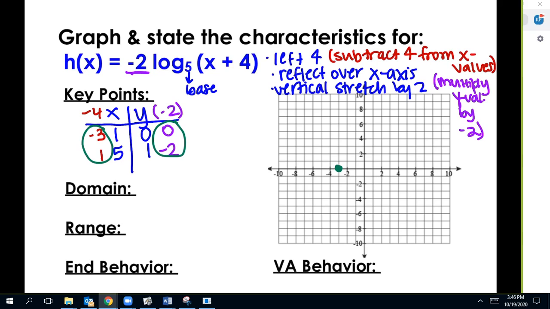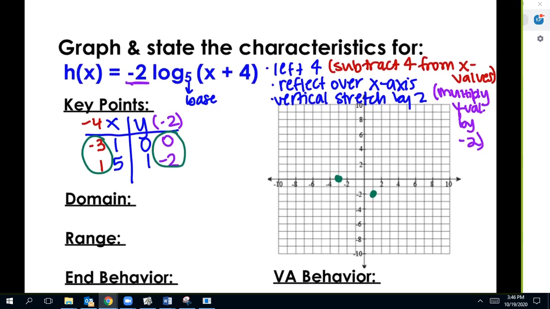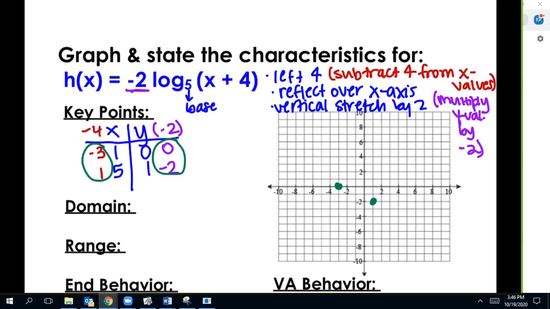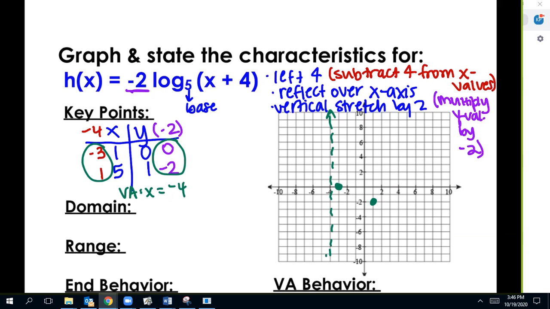And 1, negative 2. Remember, our vertical asymptote got moved 4 units to the left as well. So I'm going to add that in right here. It was x equals 0, and then it got moved to the left 4. So it should be right there. And then the way that these get graphed is they go along the vertical asymptote, not touching it technically.